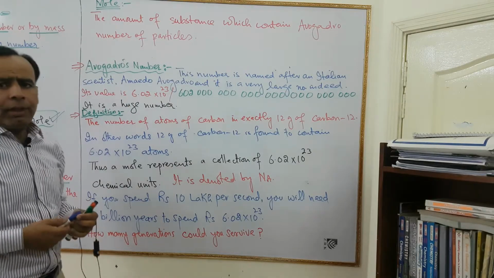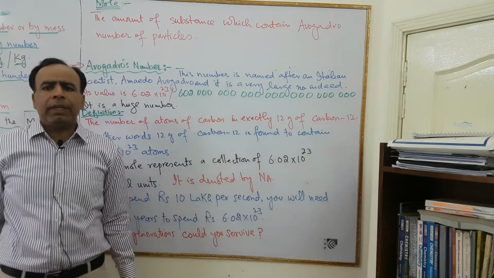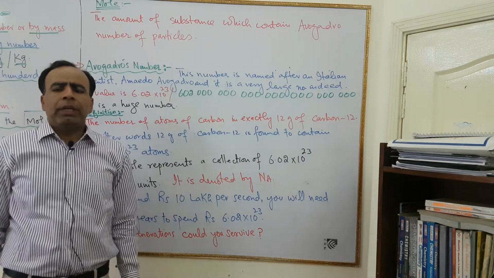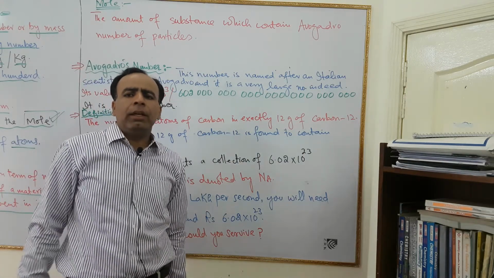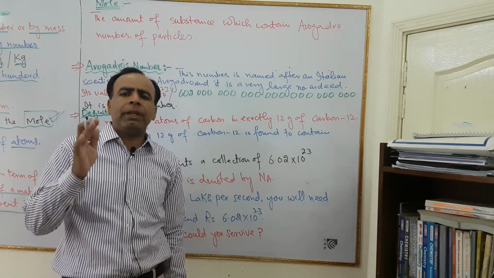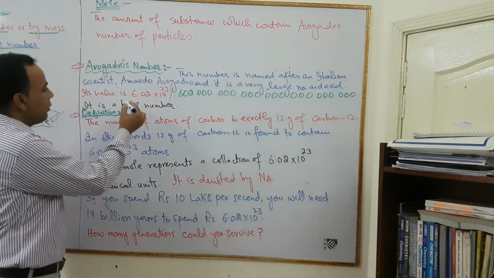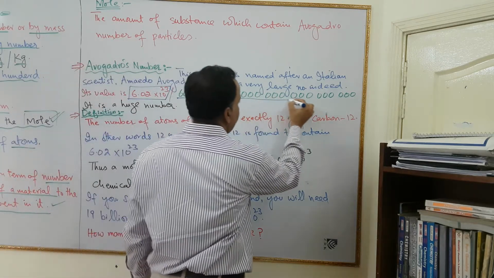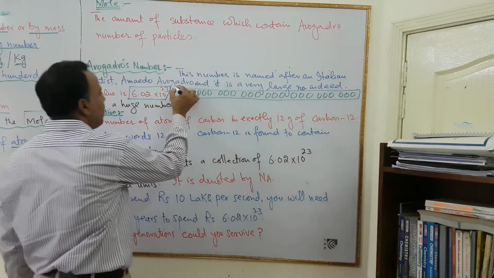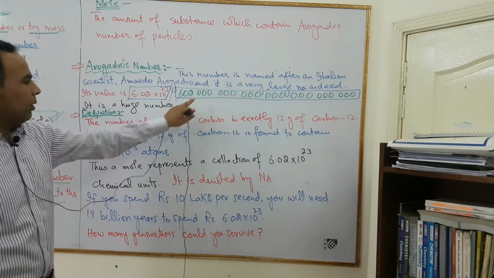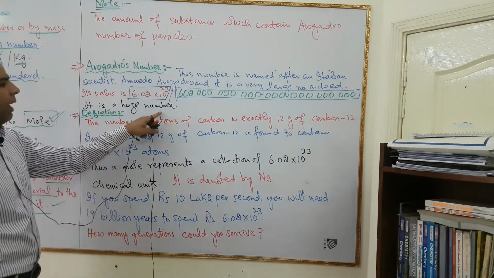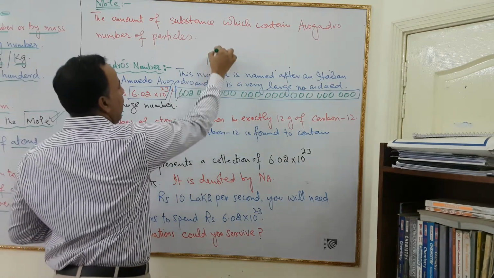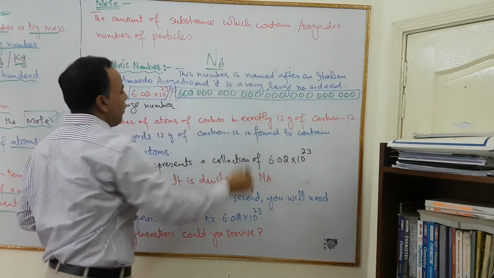Avogadro number. This number was named after an Italian chemist, Amedeo Avogadro. He was a chemist and physicist as well. It is a very large number indeed, and its value is 6.02 × 10^23. We may write 6.02 × 10^23 as it is written on the board. Now, my dear students, it is a very huge number. It is denoted by NA: N for number, A for Amedeo Avogadro.